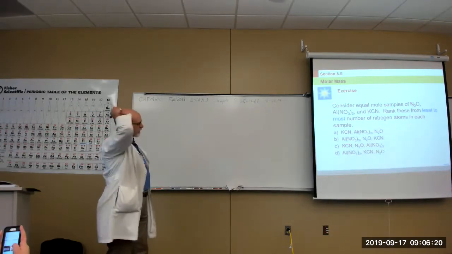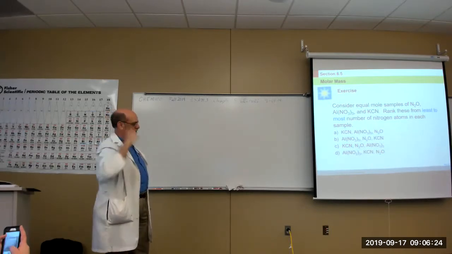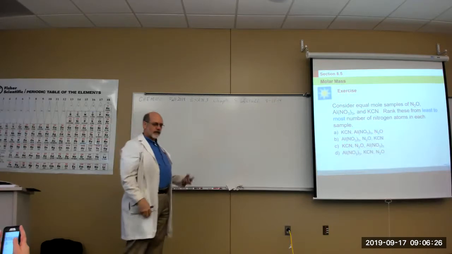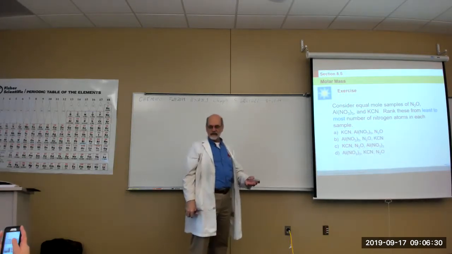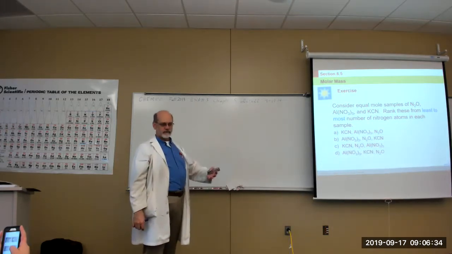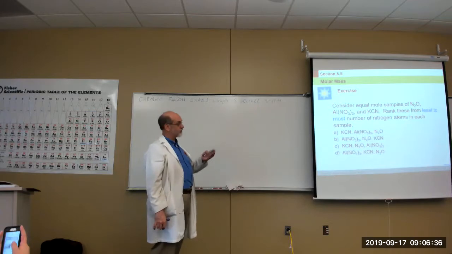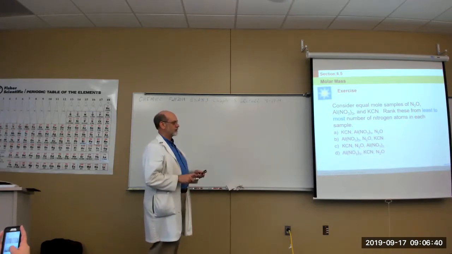Anyway, let's get back to the topic here. Rank these from least to most number of nitrogen atoms. So if we need to compare numbers of nitrogen atoms, do we need to go all the way down to the numbers of atoms? No. Mole is a measure of numbers. So we just need to know how many moles of nitrogen in each one of these. And that will tell us.